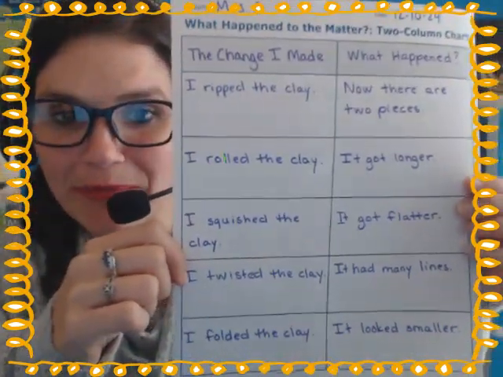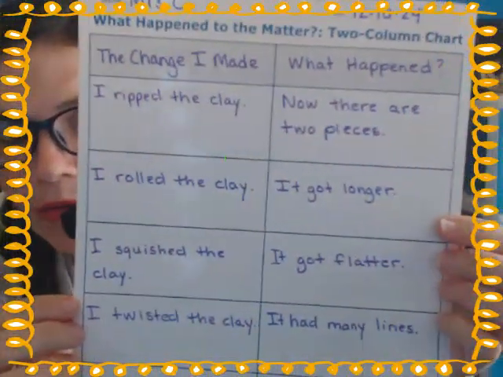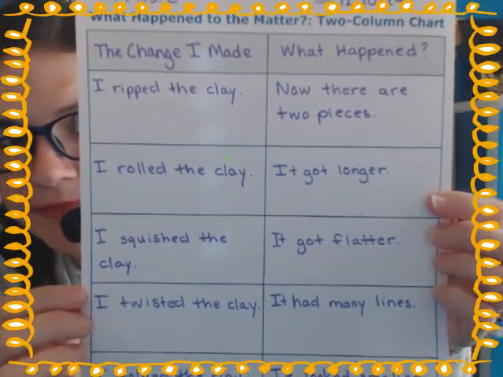So for my first one, I said I ripped the clay. So let me show you what that's going to look like. I've got not even any fancy clay. You can buy clay. I think you can even find it at the dollar store now, but I just used some Play-Doh. I had some Play-Doh at home, and so that's what I used for my clay. So the first one, I ripped the clay. There it is. I ripped it, right? You could also use the word tore. They're synonyms. They mean the same thing. And so I wrote what happened. Now there are 2 pieces.